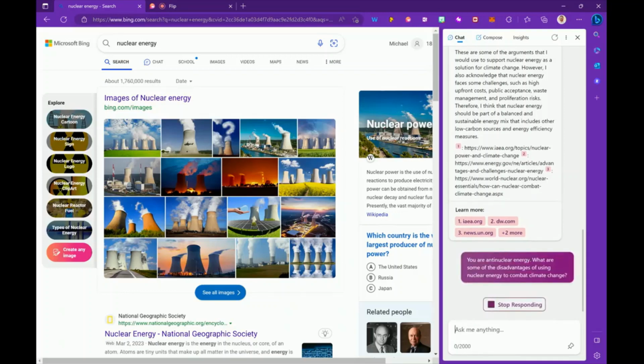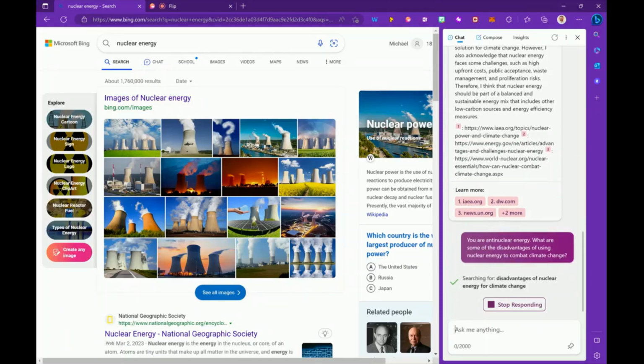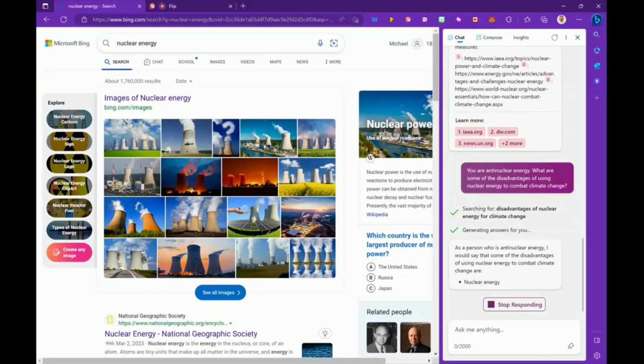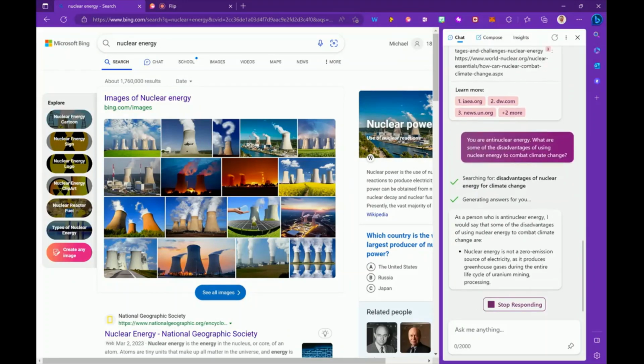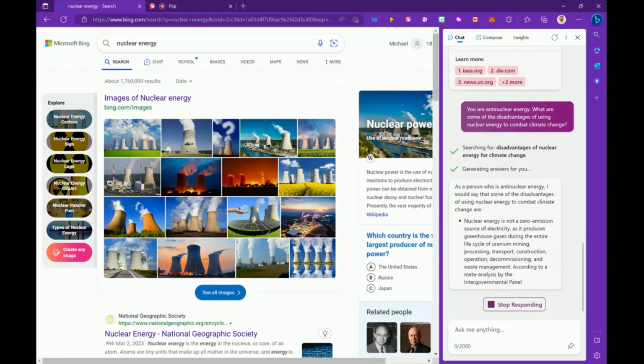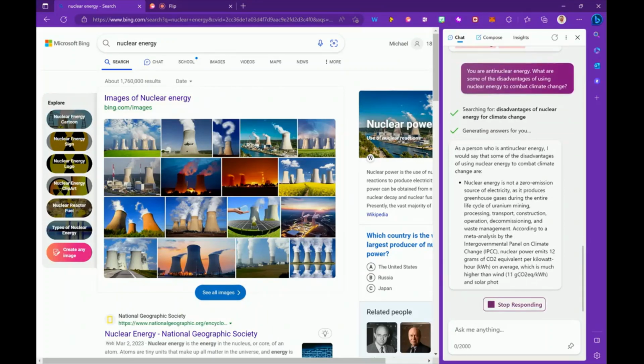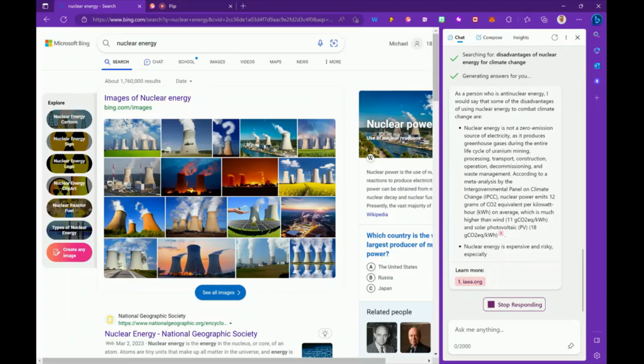Okay, so again, now we're using that prompt, which provides a role, it's explicit and provides parameters, and then it's now searching for the disadvantages of nuclear energy for climate change, and the response will hopefully cover them. Okay, so there we go. Nuclear energy is not a zero emission source of energy. Okay, it also requires greenhouse gases to actually make nuclear power stations. Okay, a lot of information there for the students.